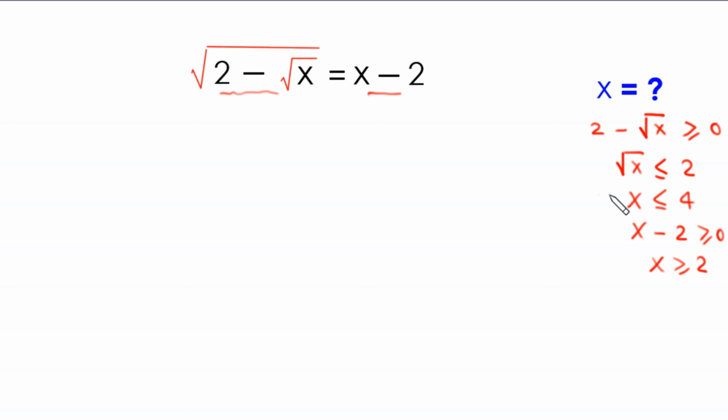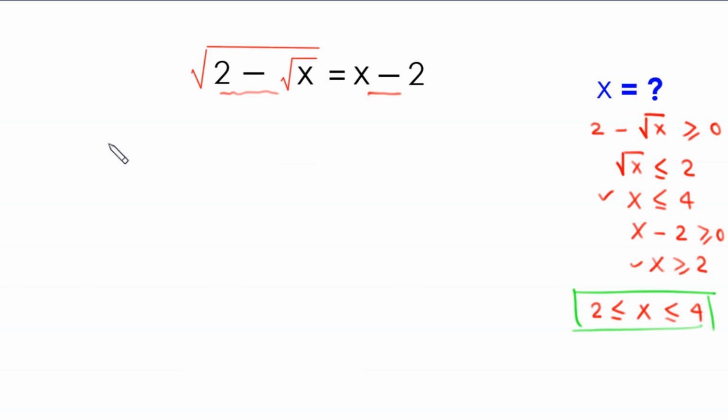If we combine these two, we get the domain of the equation: x must be less than or equal to 4 and x must be greater than or equal to 2. Means that x must be between 2 and 4. This is the domain of this equation.